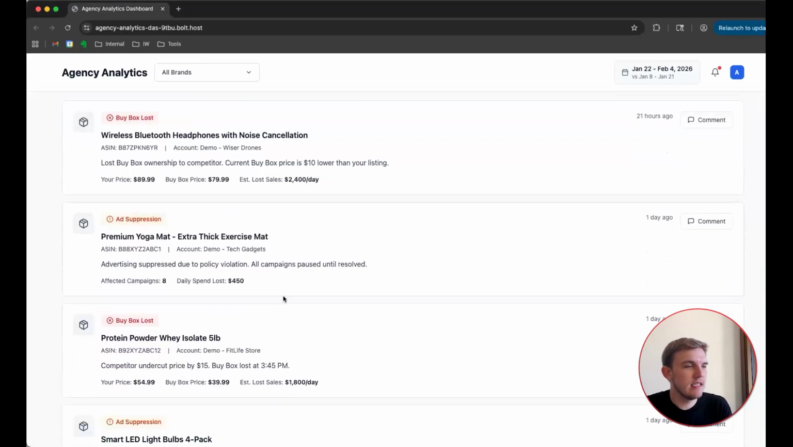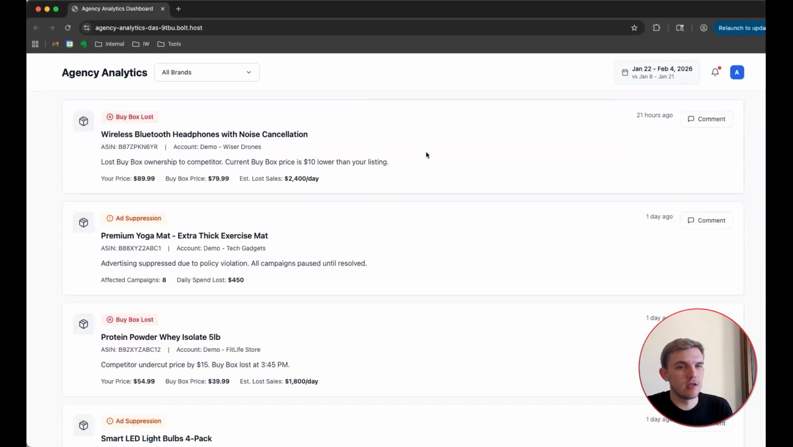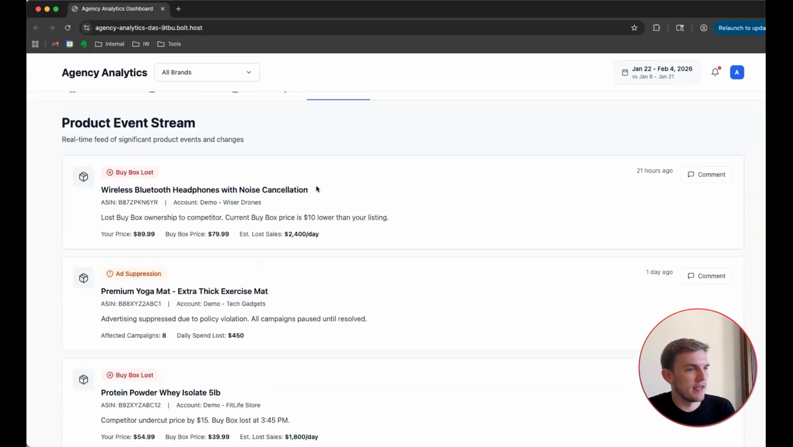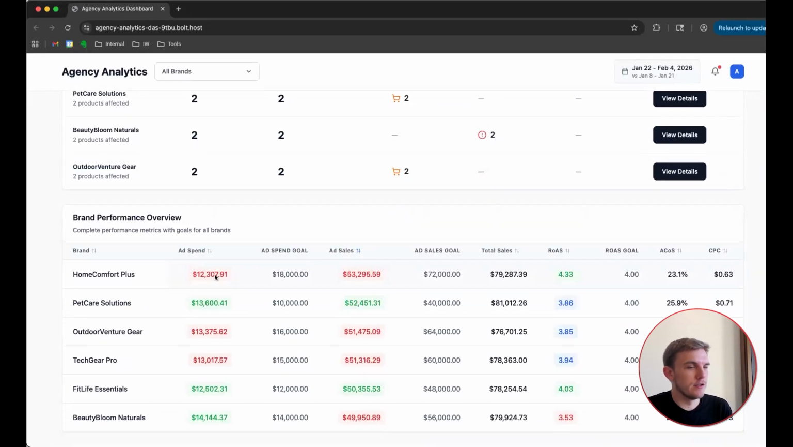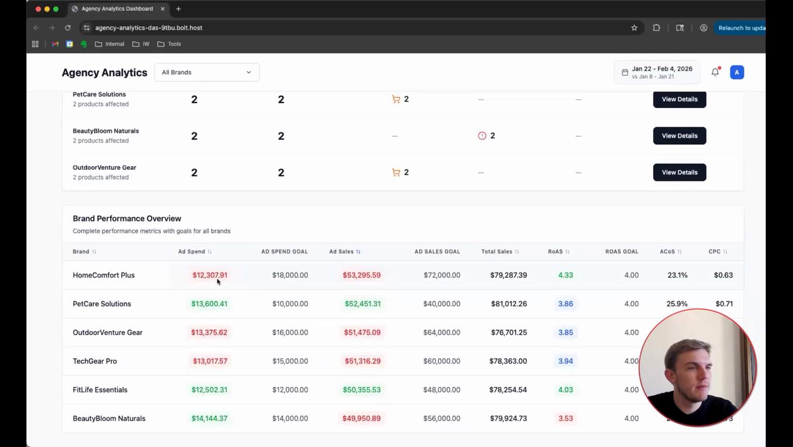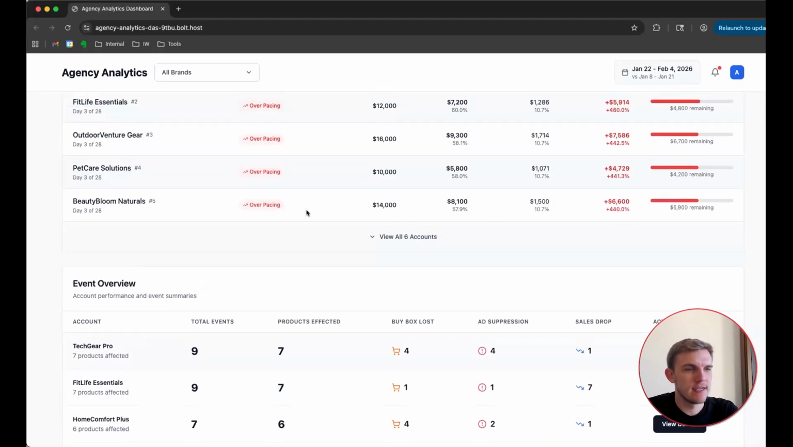I can click in here and see, okay, I know this is a critical ASIN that lost buy box. It's already been 21 hours. It's estimating I'm losing $2,400 in sales a day. This is something that I need to talk to my client about, right? So this is an example of what that key view could look like for you to just know on a daily level, I'm going to come here every morning and see what's impacting my brands, right? Get a top line level of performance, key events, and budgets.